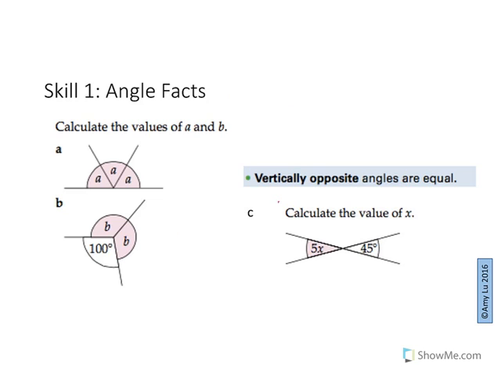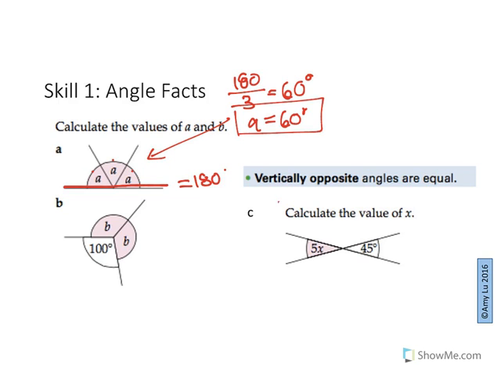So in problem A, as we notice, this is a straight line, which means we know that this is equal to 180 degrees. We also know that there are three angles. They are all the letter A, which means they all have to be the same. So to find this angle, letter A, you just simply take 180 degrees, divide it by 3, and that should give you 60 degrees each. So in this problem, A is equal to 60 degrees.